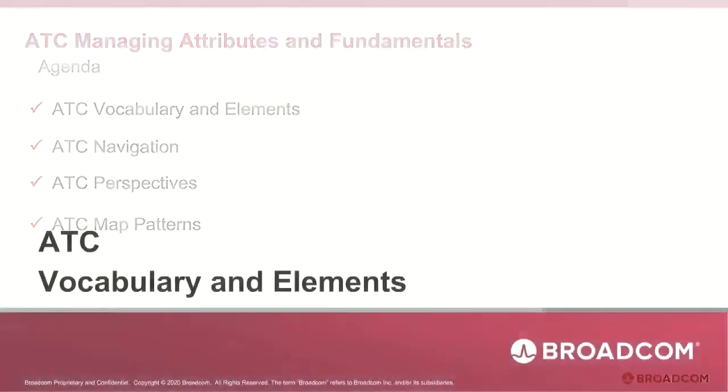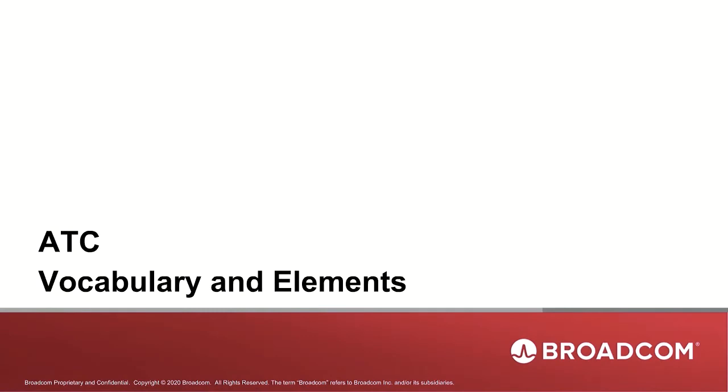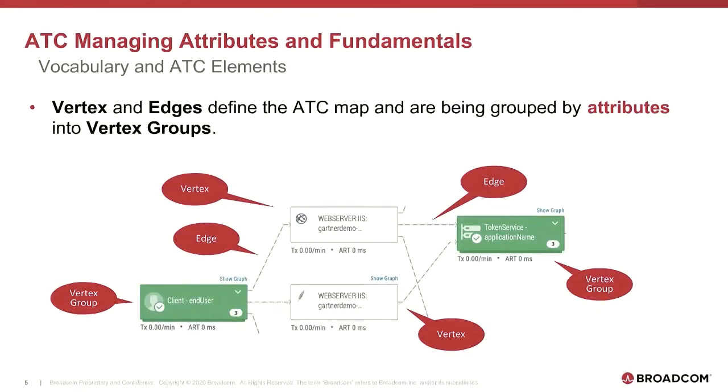Let's go first into the ATC vocabulary and elements. In ATC, when we look at our map, at our topology, how application, infrastructure components, and potentially even more is organized, I'd like to introduce this vocabulary. It makes it easier to follow this session. So in this example, we have multiple different nodes. We call them vertex, meaning essential transaction components in the map are called vertex.